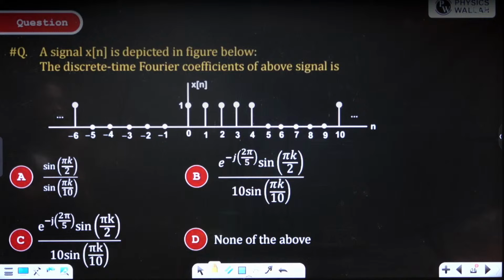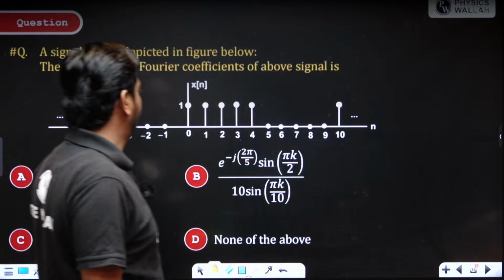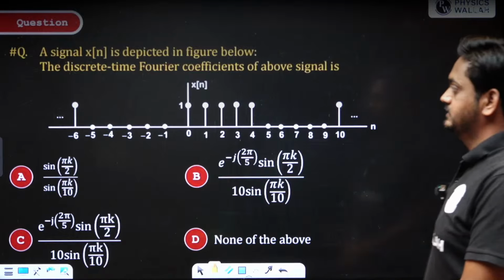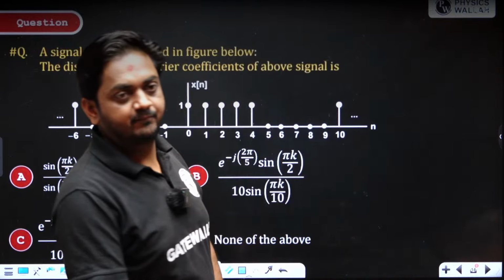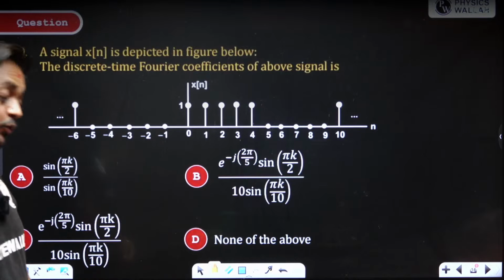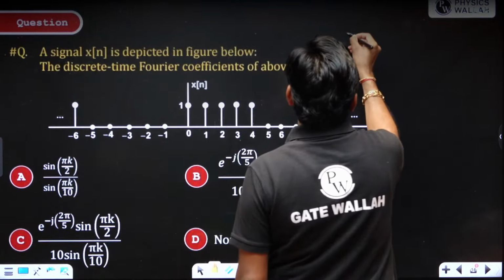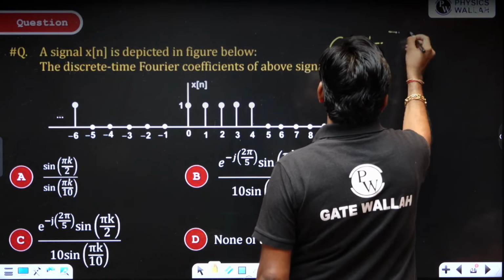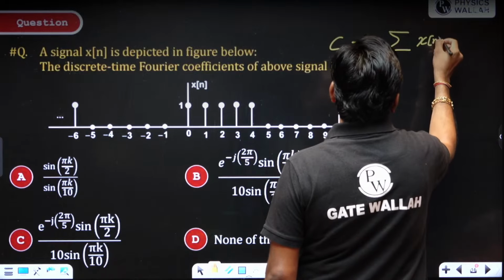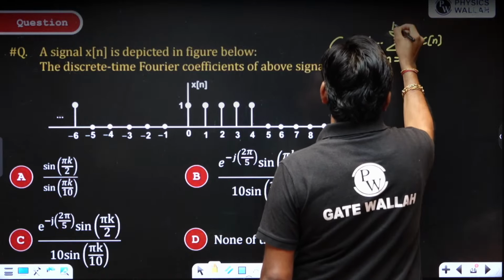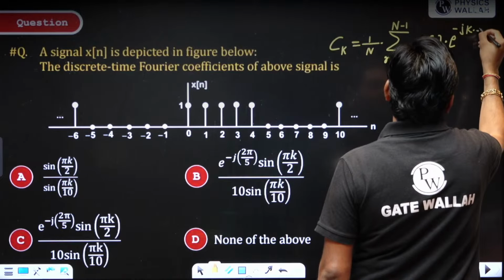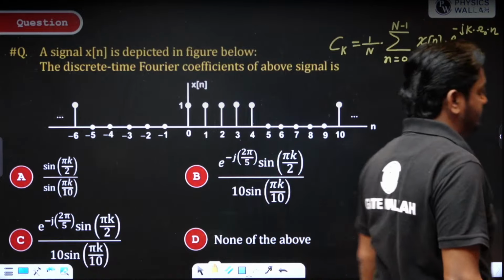Now here, a signal x of n is depicted in the figure below. The discrete time Fourier series coefficient Ck is asked. This is a very good question. Would you like to try to solve this question for the coefficient Ck? What is the formula to find Ck? It is 1 by N summation of x of n, where n is from 0 to N minus 1, because this is periodic, into e to the power minus j k omega 0 n. You can use this formula.